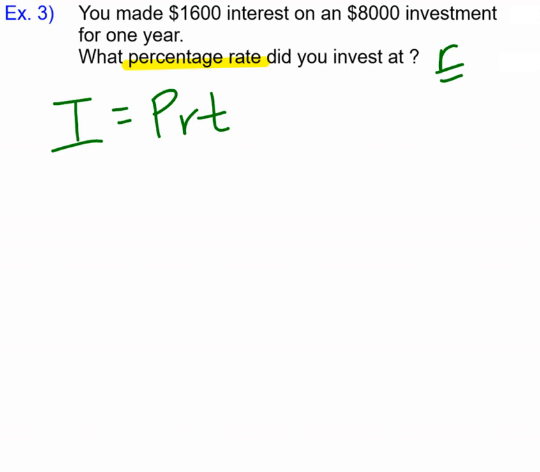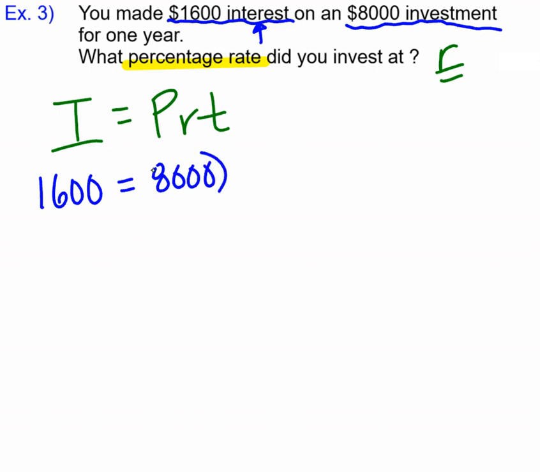So we've got two amounts here, so we've got to look for keywords. I'm going to read through this again. You made $1,600 in interest. See, that tells you interest. We're going to take that and put it into the I spot. And then this $8,000 investment, that's our principal. So we're going to put that here, our 8,000.